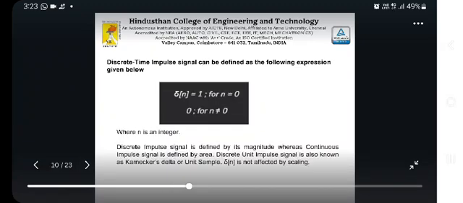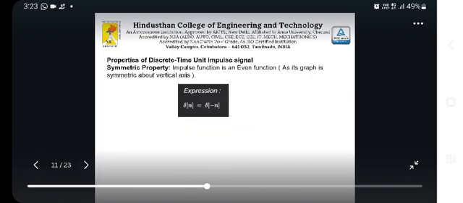Next, the discrete time impulse signal can be defined by the following expression: del of n is equal to 1 for n equal to 0. Suppose n is not equal to 0, then the del of n value is equal to 0. The discrete impulse signal is defined by its magnitude, whereas the continuous impulse signal is defined by area. The discrete unit impulse signal is also known as Kronecker delta or unit sample. Del of n is not affected by scaling. These are the properties of the discrete time unit impulse signal.